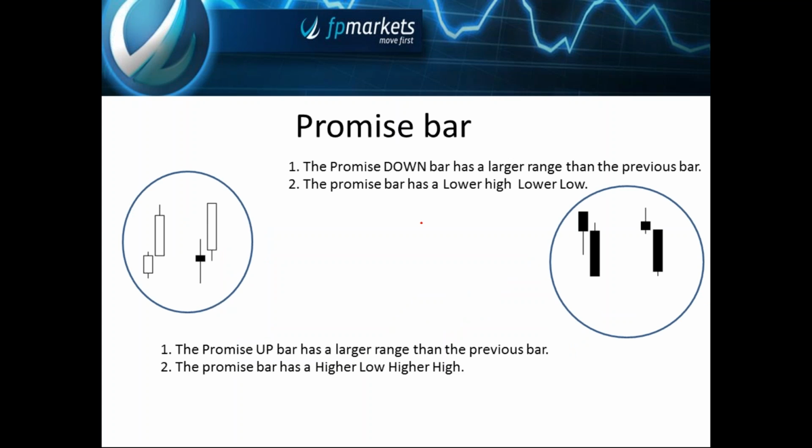All right, and I'll just quickly, we also looked at this concept around promise bars. A promise bar is a bar that has a larger range than the previous bar. In this case, a promise bar up has a higher low and a higher high than the previous bar. Larger range, higher low, higher high is a promise bar up. Larger range, lower high, lower low than the previous bar is a promise bar down. Some of the homework came back with examples of that as well. We'll come back to that. That's our homework for this week.